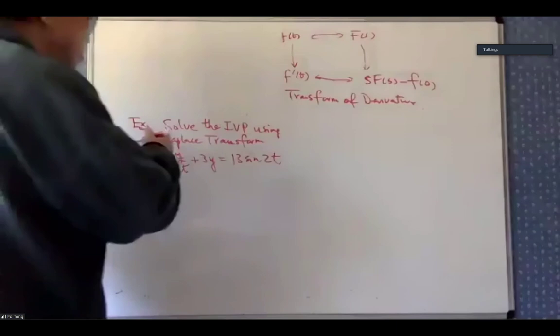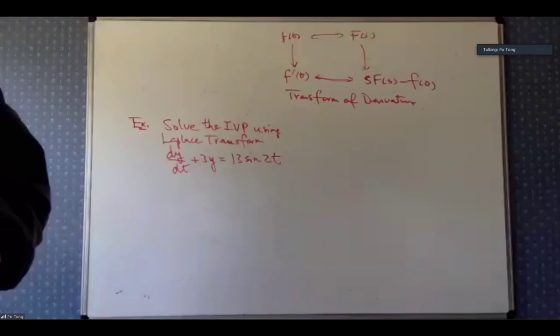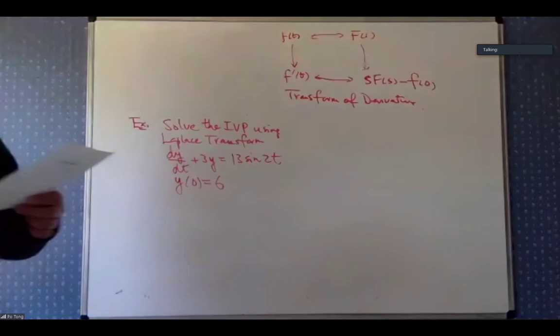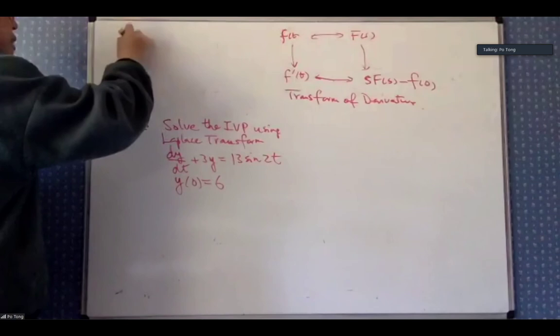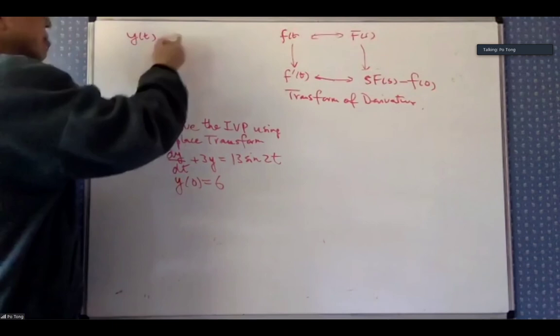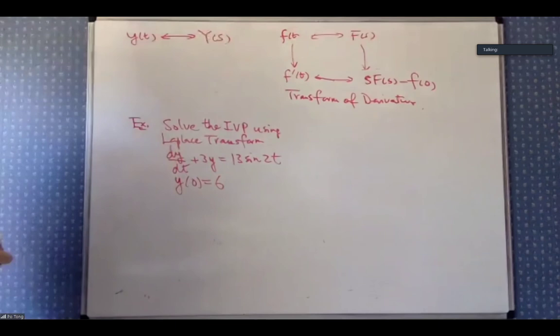It's an IVP, so I have the initial condition, which I did not say. Y(0) equals 6. Okay, so you start out with this function, y(t) is the solution. So this is capital Y. It's the Laplace transform of my solution.